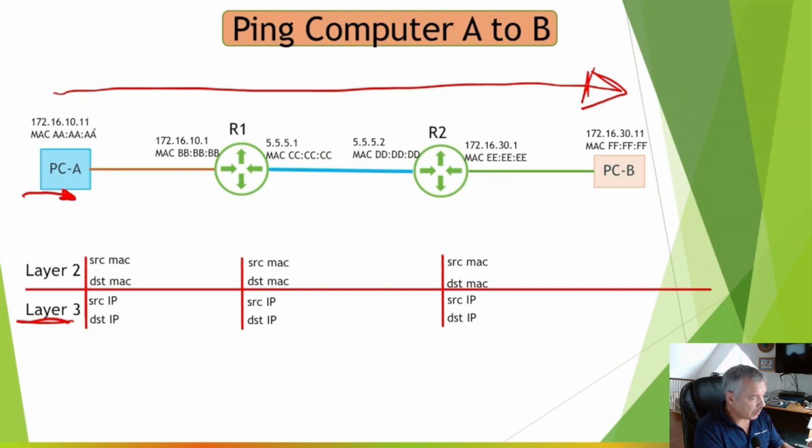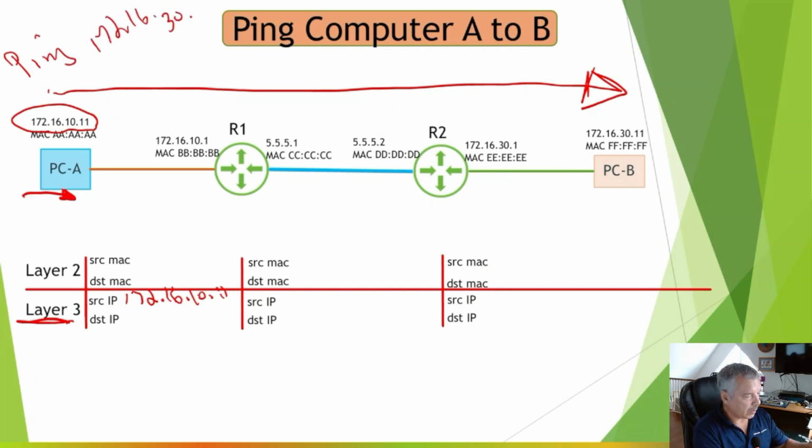All right. So when I look at the source IP, what would that be? It would basically be coming from computer A, so it'll be 172.16.10.11. And the destination IP, well, let's say we're just doing a ping. We're pinging 172.16.30.11. So its destination is going to be 172.16.30.11. Great.